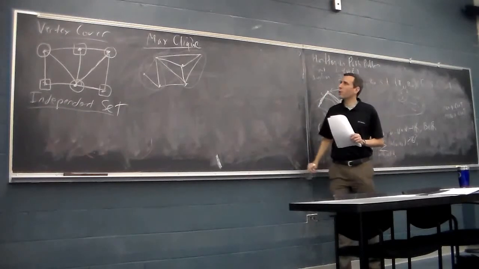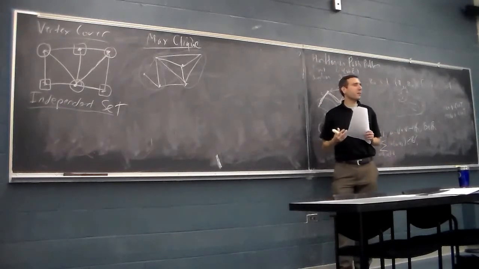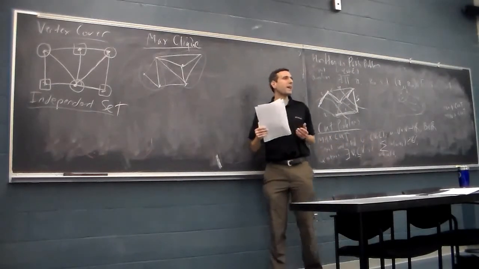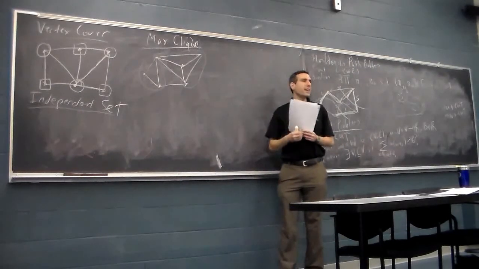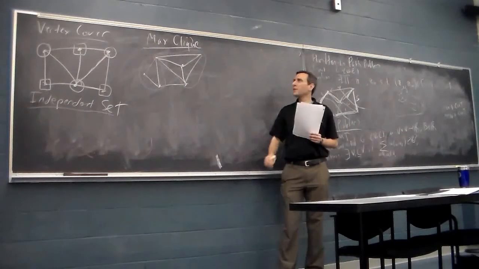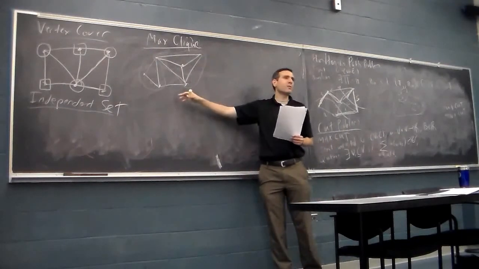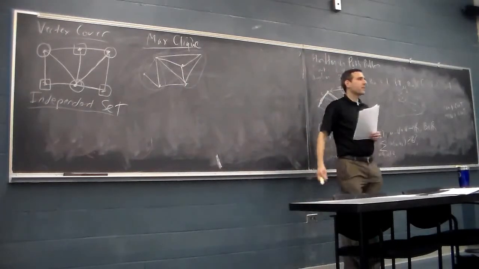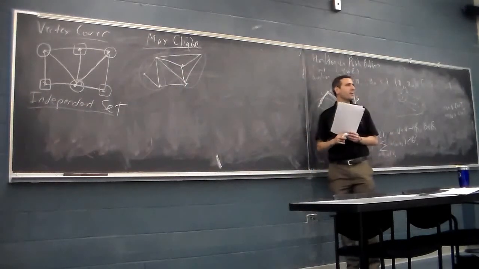In this case, the four-clique is the maximum clique in the graph. It's the largest clique here. And in the max clique problem, what we would be asking in the decision version is, is there a clique of size at least b? And in the optimization version, just what is the largest clique in the graph? So is the problem statement clear to everyone?